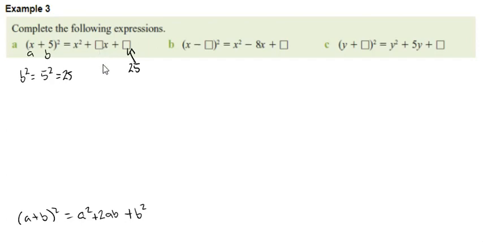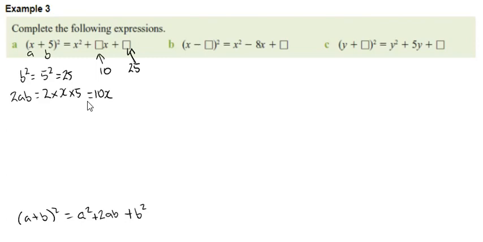Now, this box here in front of the x. Remember, a is our x, b is our 5, and this middle expression is 2ab. So if I write down 2ab, it's going to be 2 times x times 5, which gives me 10x. So what number is missing? We've got an x there, which corresponds with that x there, so the number missing is 10.